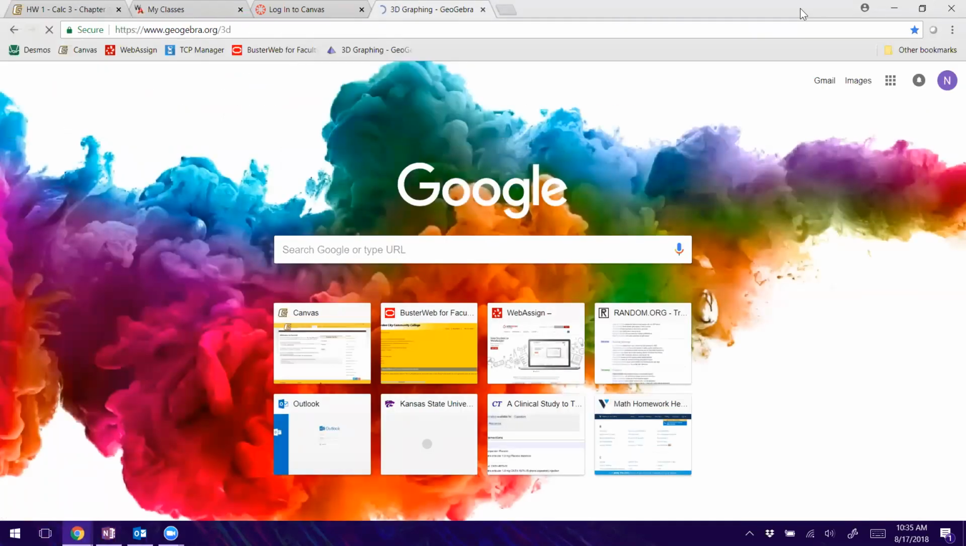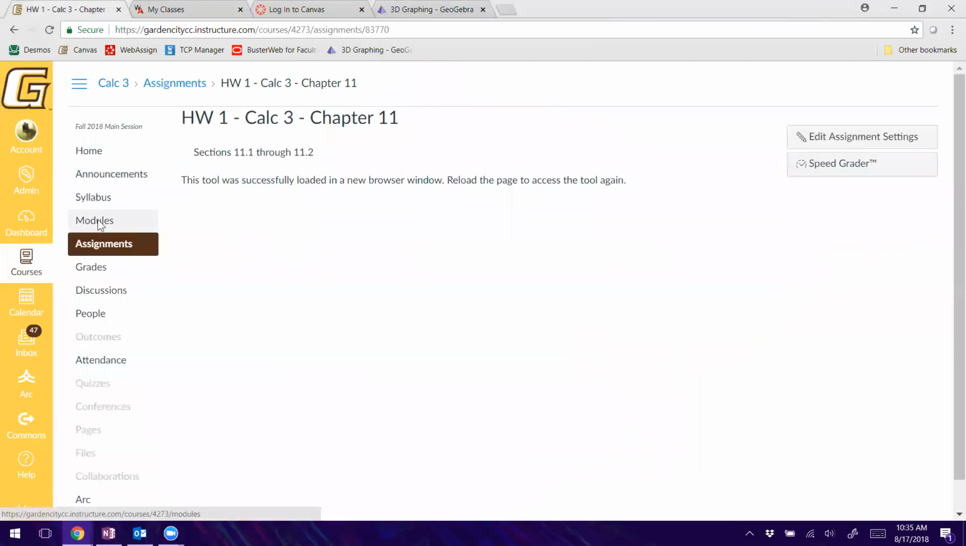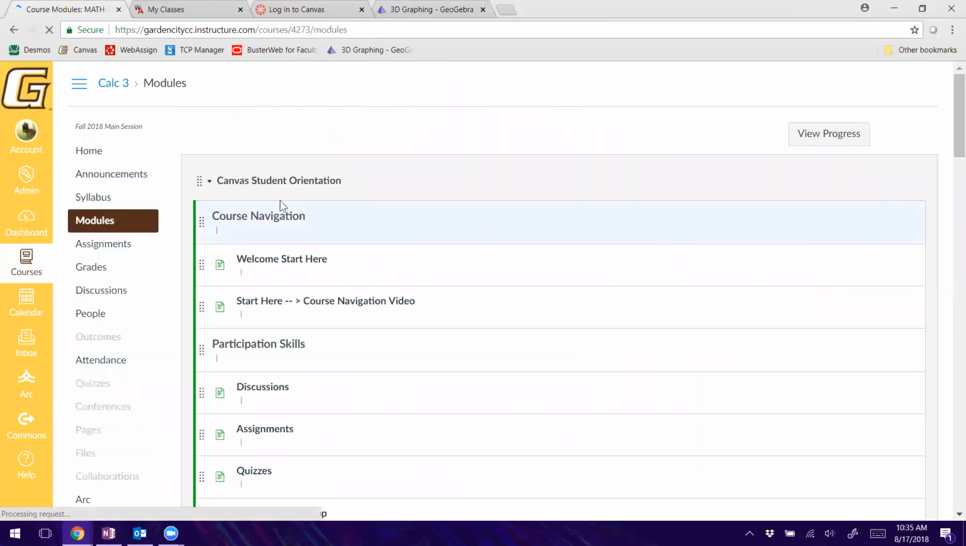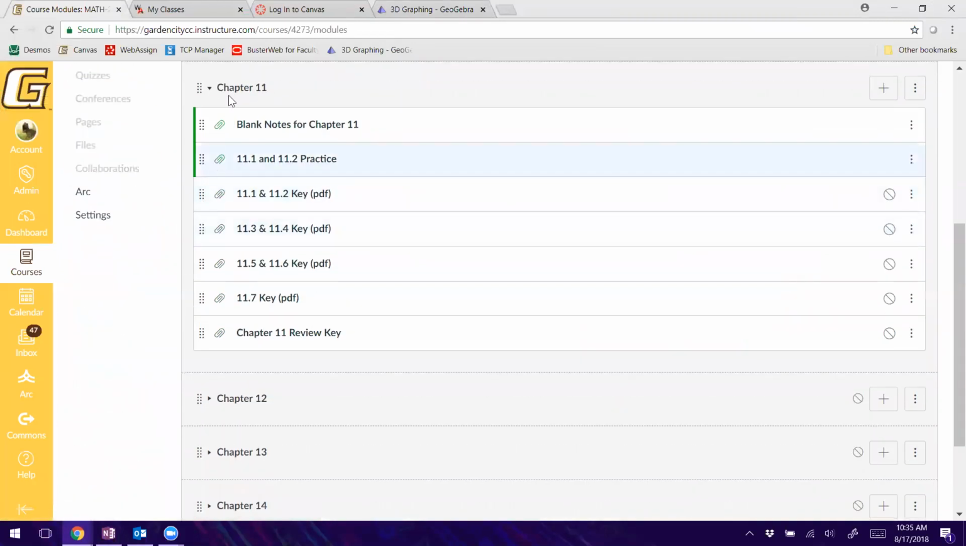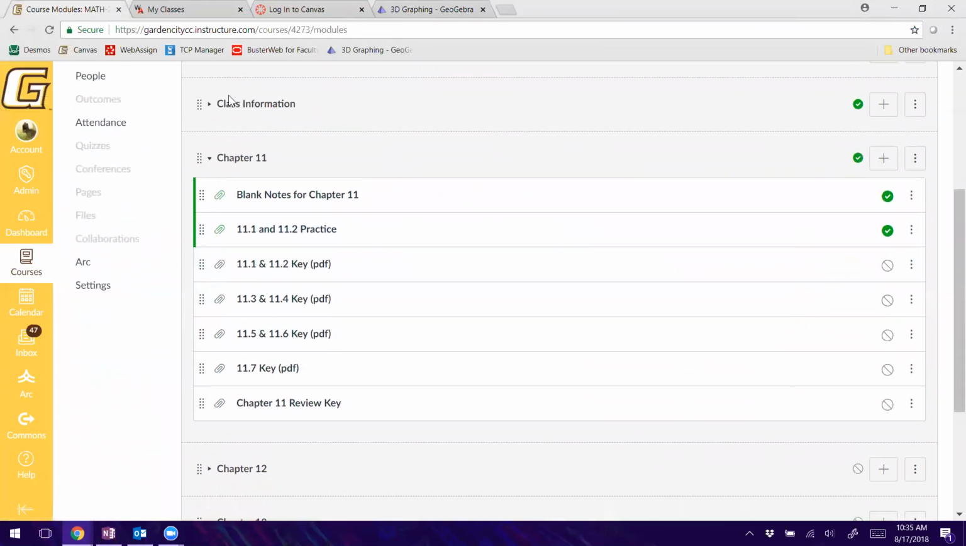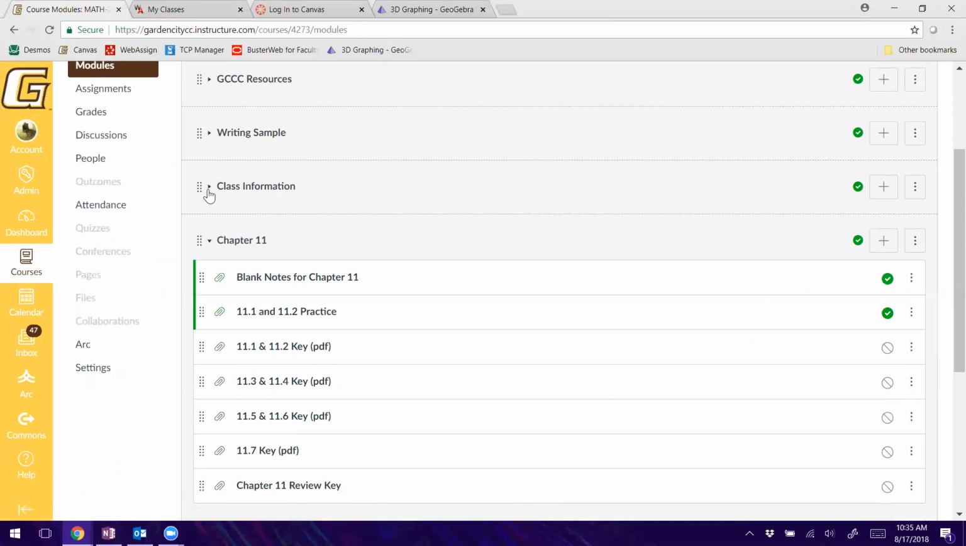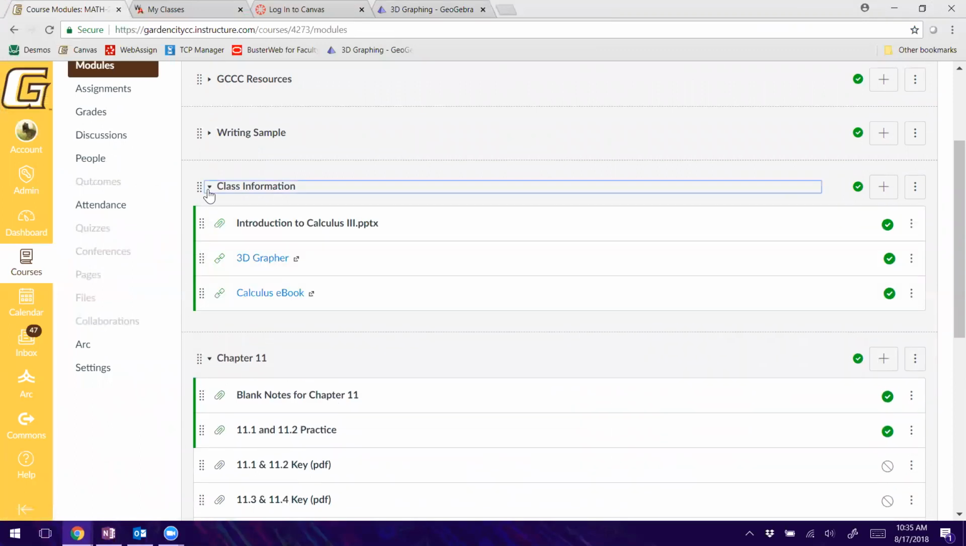I'm pretty sure I have this link on our Canvas page. Double check there. I think I put it under modules, under class information. Yeah, class information, there should be a link for a 3D grapher, and that brings you to the GeoGebra thing. So if you don't want to type it yourself, it's there.